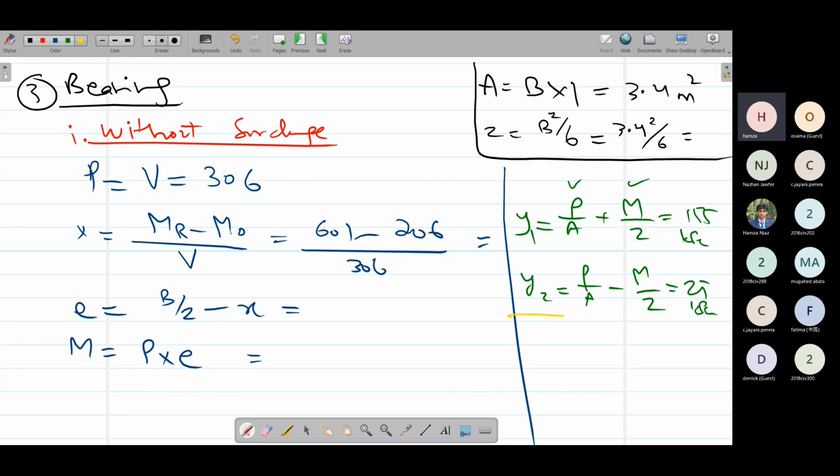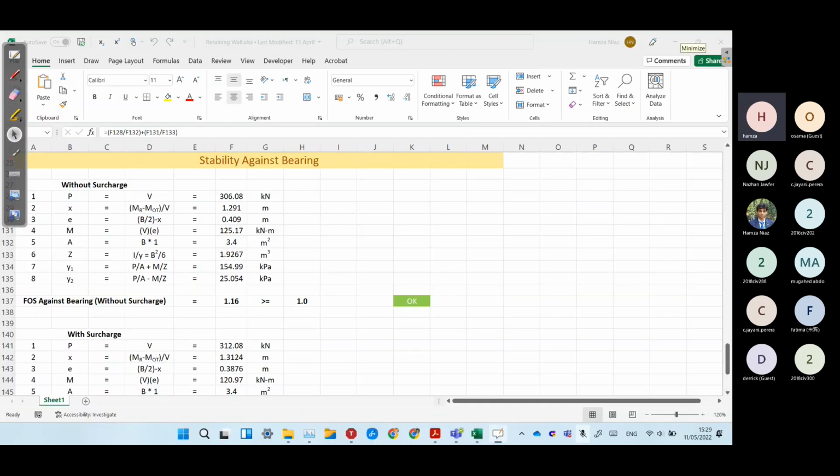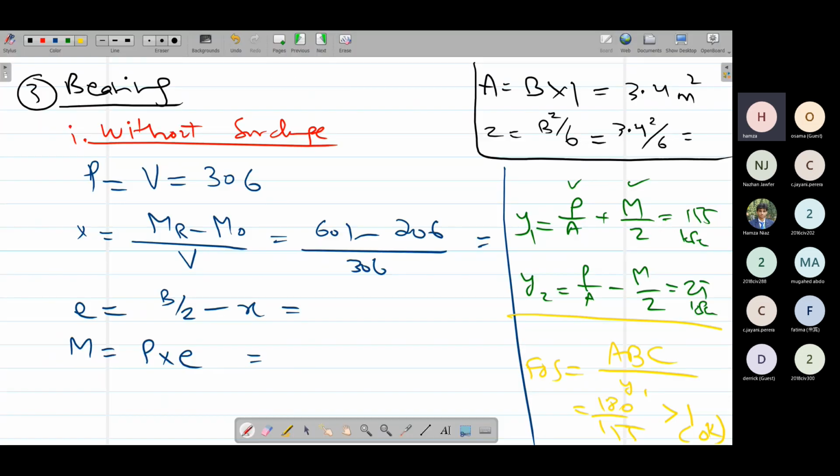So our factor of safety would be simply this allowable bearing capacity, ABC, divided by this larger ordinate. We have Y1 155, Y2 25. Simply we divide by Y1. So our allowable bearing capacity was 180 divided by 155. Its answer would come greater than 1, so that's okay. Our check is satisfied. For bearing capacity we only need a factor of safety of 1, so it would come as 1.16. So our check is satisfied.